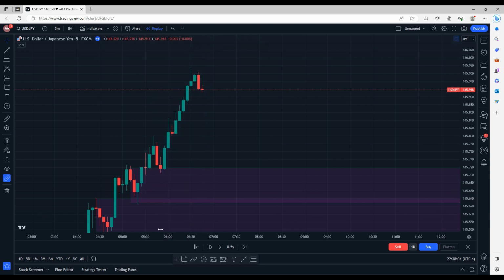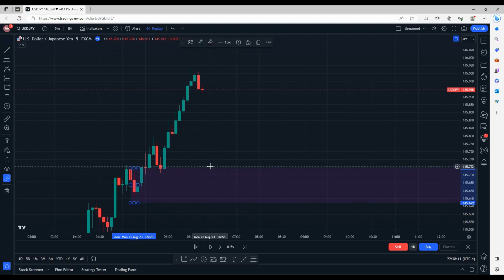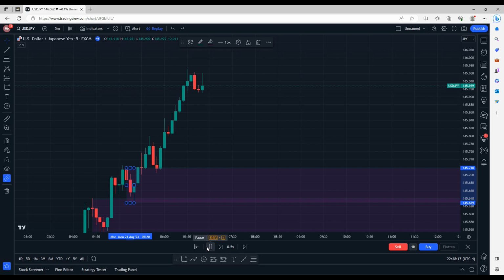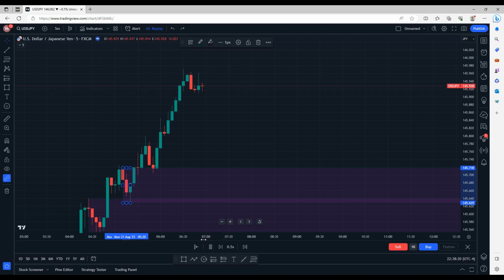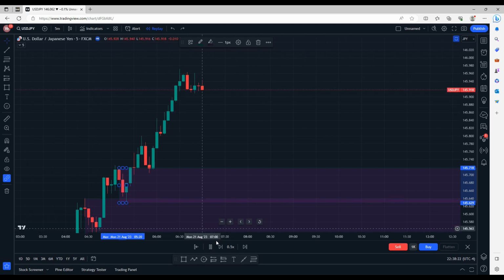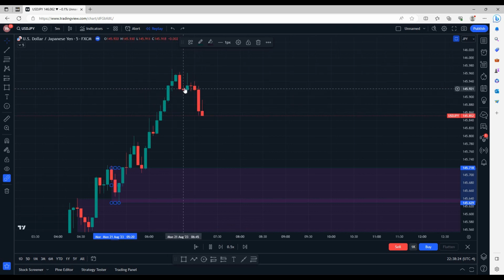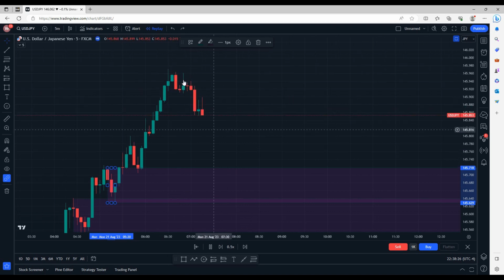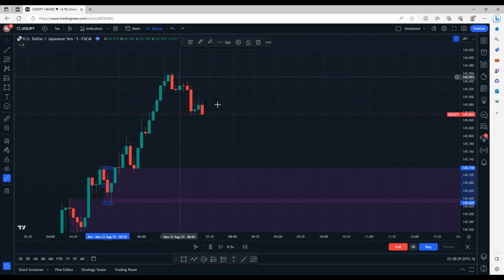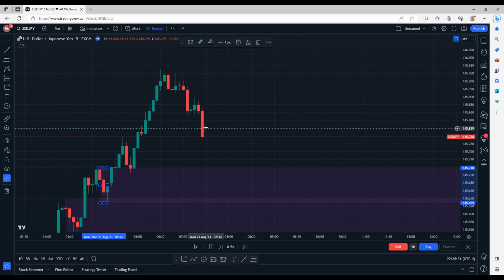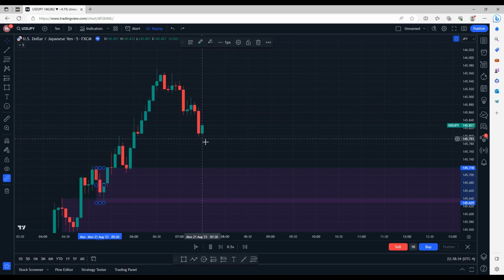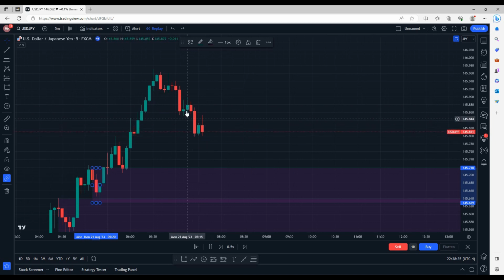I'll get rid of this. This has already been tapped in, and this as well. Actually, let's keep them to see if it reacts to it again. Looks like it's losing momentum here, so it's not going up anymore. It's kind of going down. So this is your higher high. Yeah, so now it's kind of downtrending. You have a change of character again.